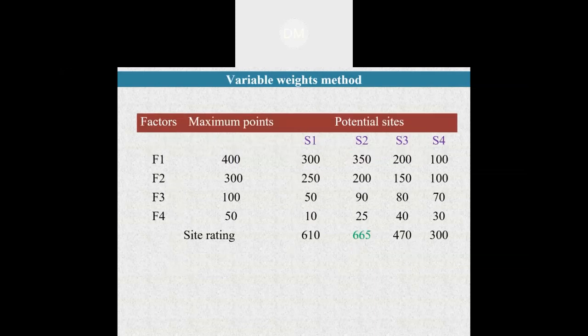And the variable weight method. In the variable weight method, the maximum points are allotted to the most important factor, because the manufacturing process depends mostly on the raw material. That's why the highest mark is allocated to raw material, so 400 is the maximum points. Then S1, S2, S3, and S4 are the sites. On the basis of availability of raw material at each site, you can give the marks. Out of 400, so 300, 350, 200, and 100. Then calculate all the factors and all the sites. This is the variable weight method.